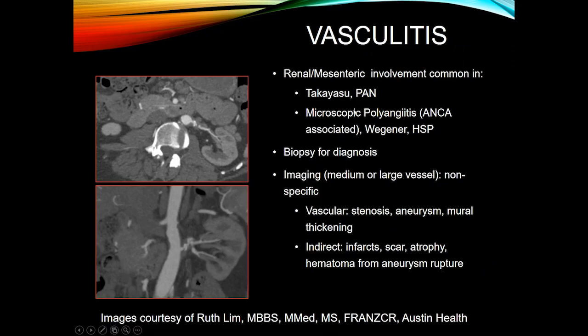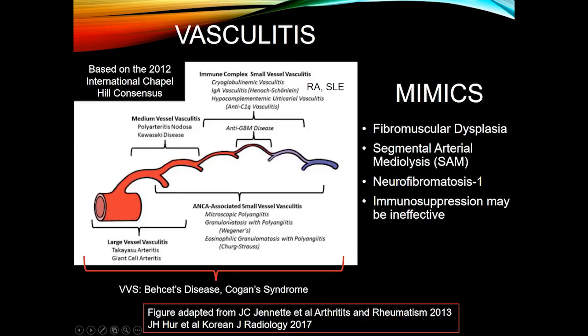Other causes of narrowing include vasculitis. The ones that we'll more commonly see on abdominal imaging are those that affect the renal and mesenteric vessels, such as Takayasu and polyarteritis nodosa. And often a biopsy will be required for diagnosis. And this is an example of a patient with irregular soft tissue surrounding the aorta and left renal artery. There are areas of narrowing and some areas of dilatation, and this is a patient with Takayasu arteritis.